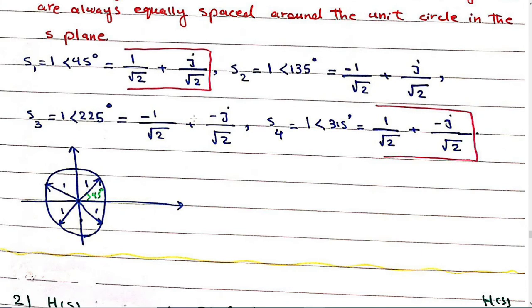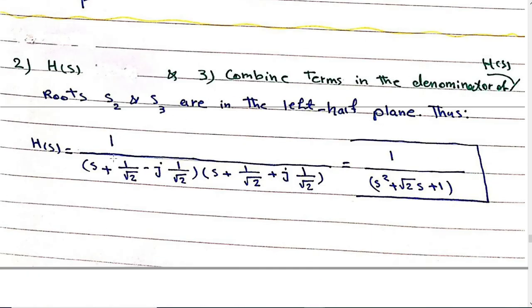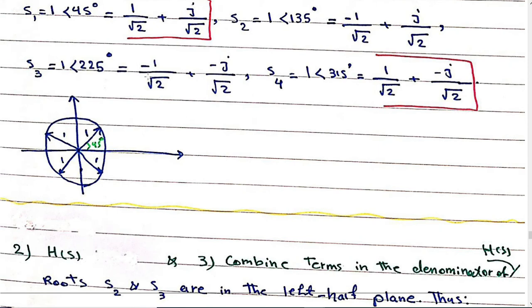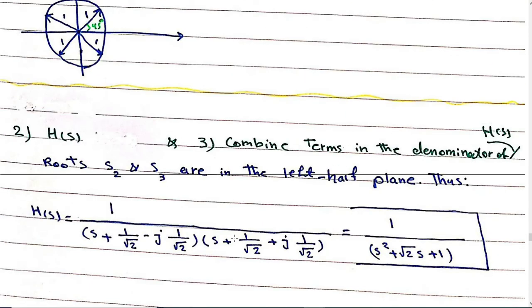So what are the roots for this one? Minus 1 over square root of 2 plus j over square root of 2. So it will be 1 over s plus 1 over square root of 2 minus j over square root of 2, multiplied by this one. This is minus, so we have plus over here. If you multiply them, you will get this one. So this is the transfer function for this Butterworth filter.